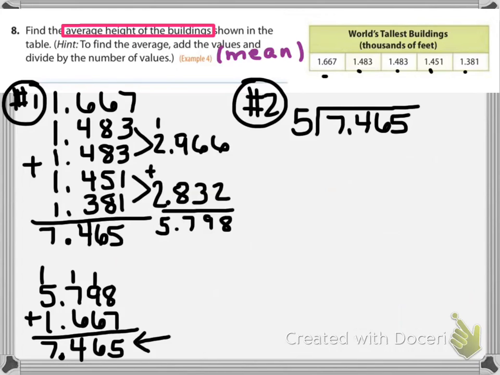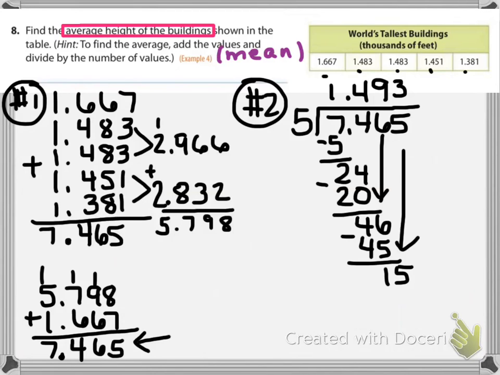Now, I need to check: since my divisor is a whole number, I don't need to move anything. I do need to make sure that I walk the decimal up straight into the quotient, like I did here. Now, you should go through your steps of division, come back and check to see if you get the same answer. Pause here.